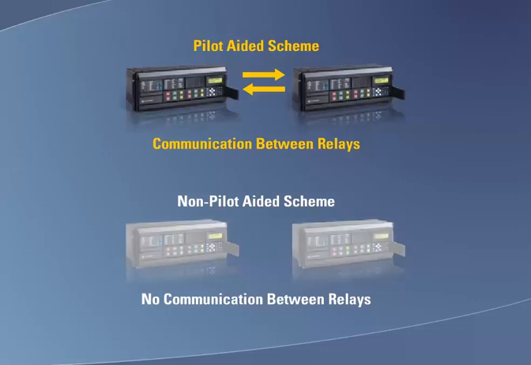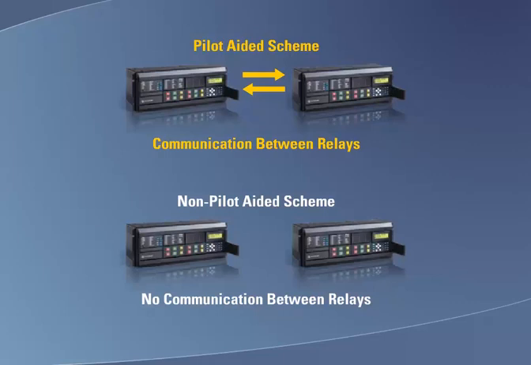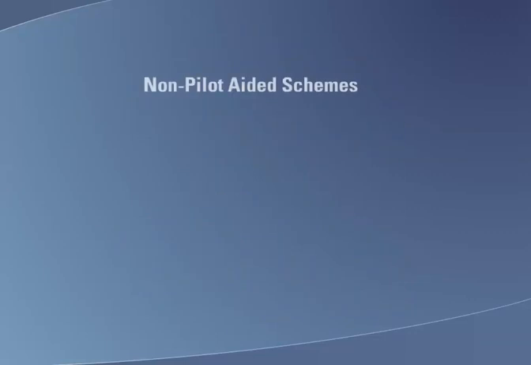The relays used in non-pilot-aided schemes do not communicate with each other and instead use delays and other forms of coordination to determine whether the fault is located on the transmission line or not. All coordination in these schemes is done within each individual relay itself. In the category of non-pilot-aided distance protection schemes, there are two main types that we will discuss. These are the stepped distance protection scheme and the Zone 1 extension scheme. We will first describe the stepped distance scheme.